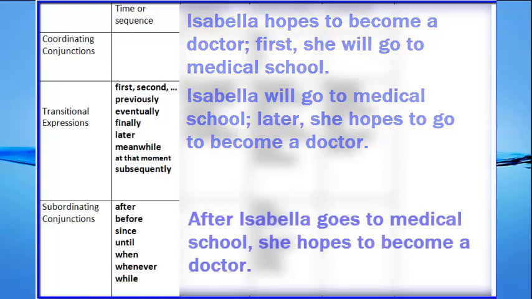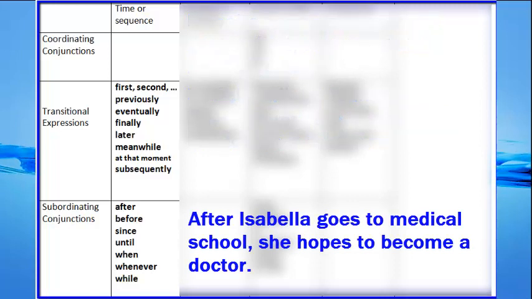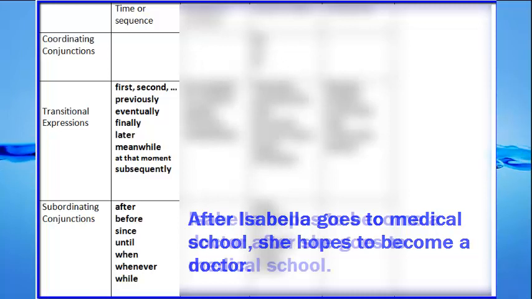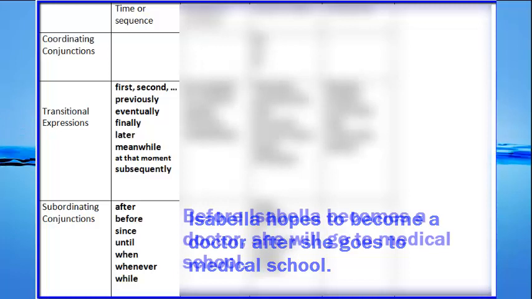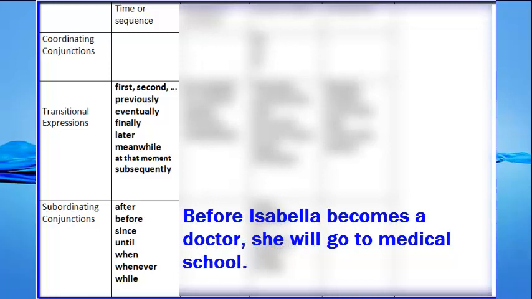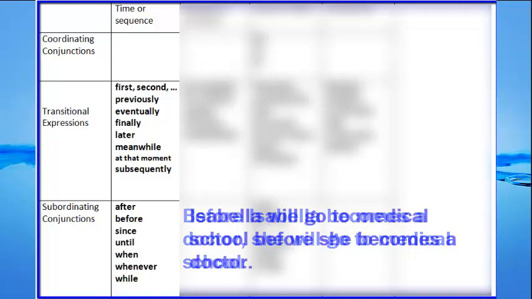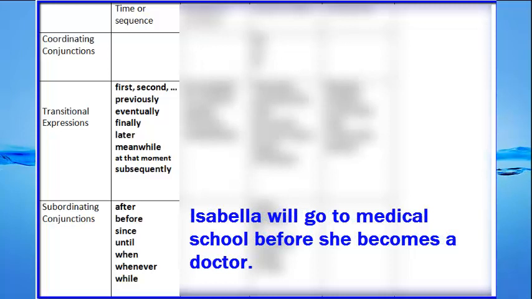Now let's look at some complex sentences. After Isabella goes to medical school, she hopes to become a doctor. Isabella hopes to become a doctor after she goes to medical school. Before Isabella becomes a doctor, she will go to medical school. Isabella will go to medical school before she becomes a doctor.